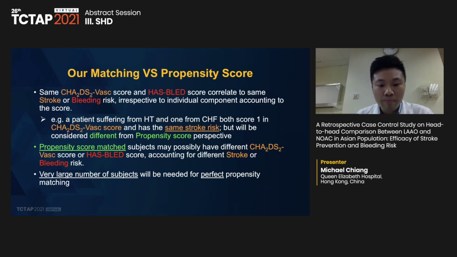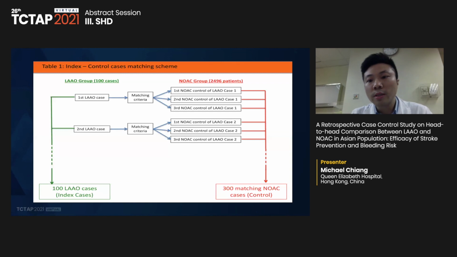Second reason being that perfect propensity matched subjects would be ideal in that case, of course, but that would require a large number of patients to complete. So this is a schematic representation of the matching system we use. Every LAAO case is matched with 3 NOAC cases based on the aforementioned criteria. So we end up with 100 LAAO cases with 300 matched NOAC cases.